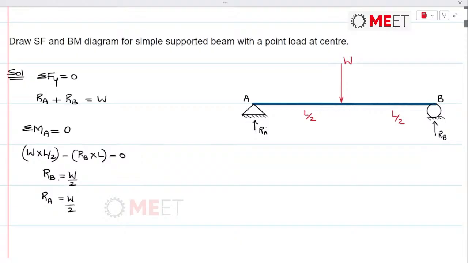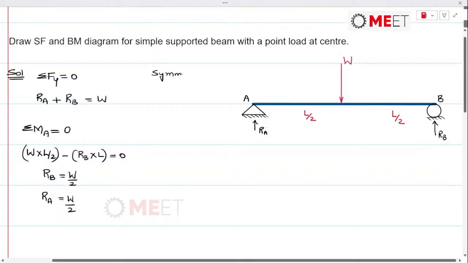So whenever you find a symmetrical loading, divide the total load by 2, and that total load will be shared by both the supports and they will be sharing equal amounts of load. So whenever we find a symmetry, we need to take advantage of it. This is a case of symmetrical loading.